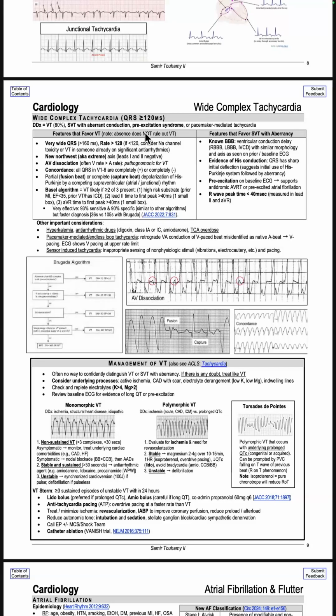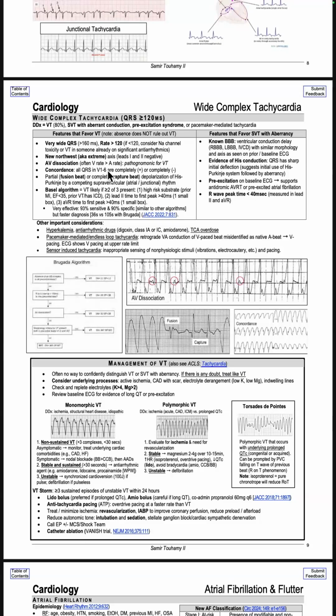Could also be pre-excitation syndrome or pacemaker mediated tachycardia. When evaluating our differential, there are defining features that make VT more likely and others that make SVT with aberrancy more likely. The pertinent positives for VT are a very wide QRS, so greater than 4 boxes or 160 milliseconds, rate greater than 120, new northwest axis in which both leads 1 and 2 are negative, AV dissociation in which the ventricular rate is greater than the atrial rate.